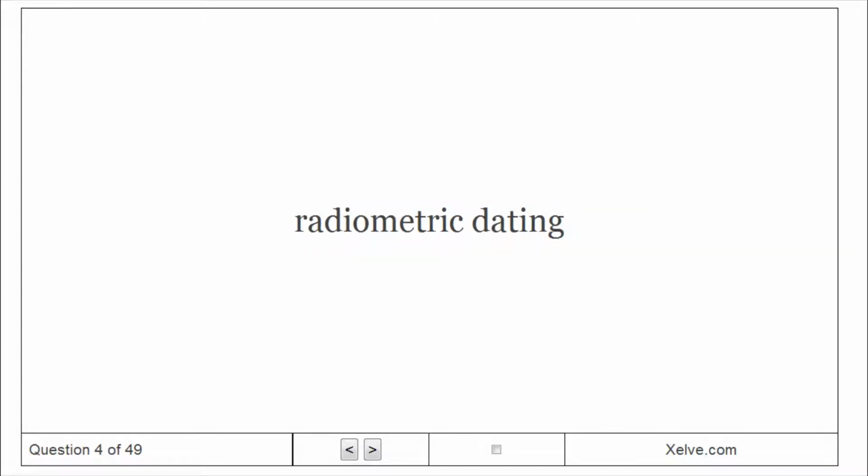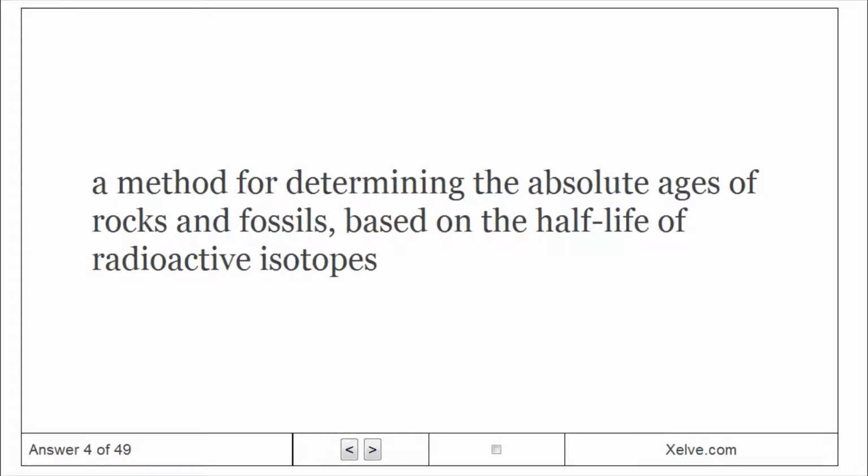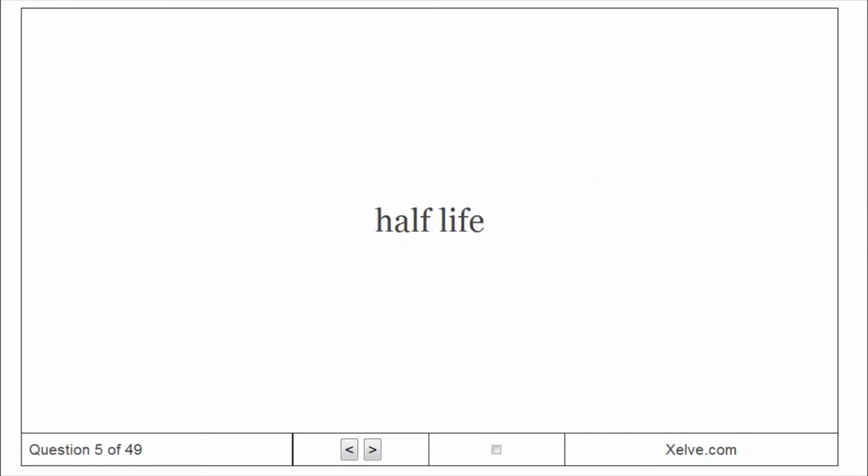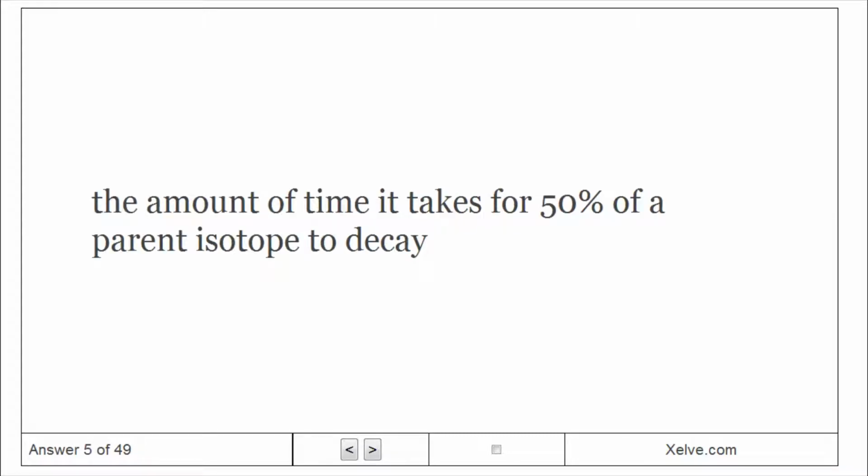Radiometric dating. A method for determining the absolute ages of rocks and fossils, based on the half-life of radioactive isotopes. Half-life. The amount of time it takes for 50% of a parent isotope to decay.